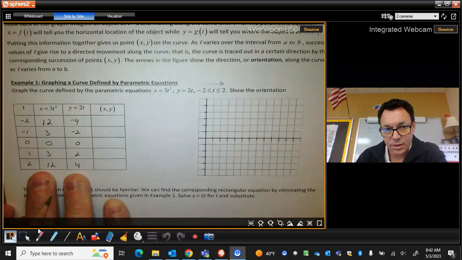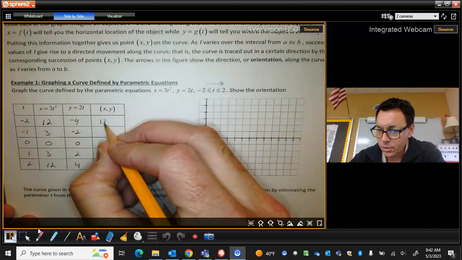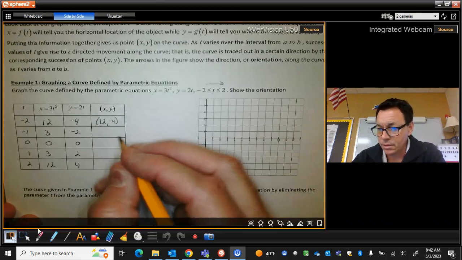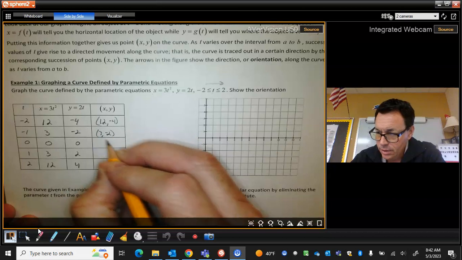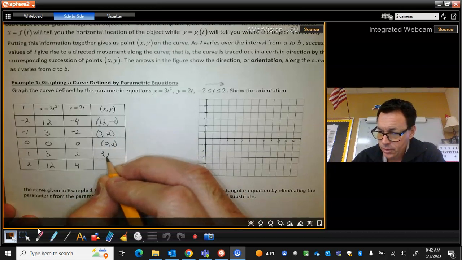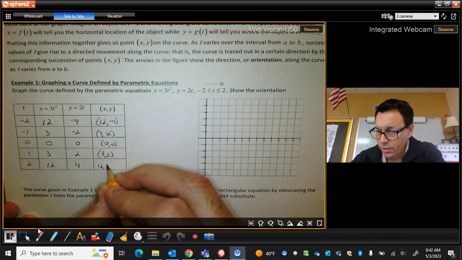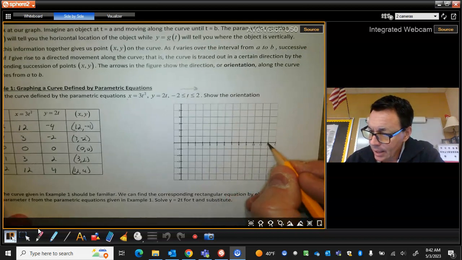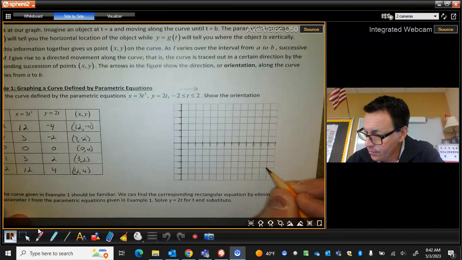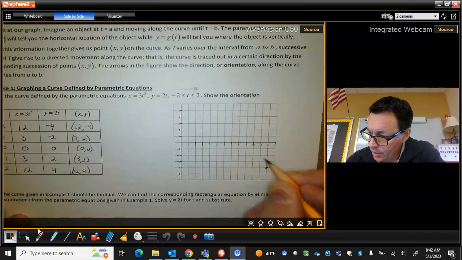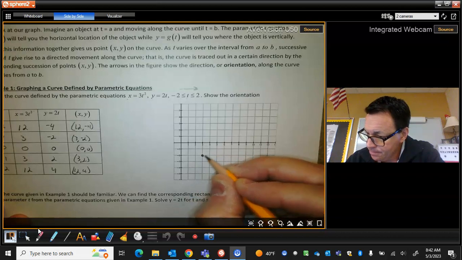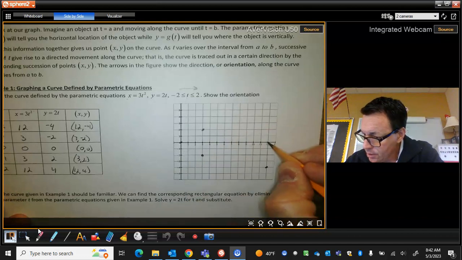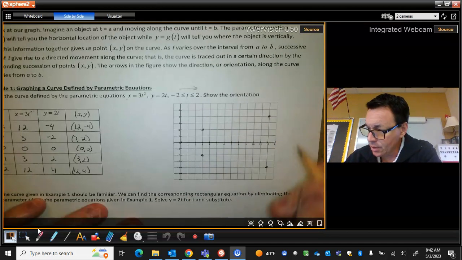And then together, these are ordered pairs. So 12, -4 is our first value. That's our starting point. 3, -2, 0, 0, 3, 2, and then 12, 4. And that's our last point. That's our ending point. So we're going to start at 12, -4, then we're going to go 3, -2, 0, 0, 3, +2, and then 12, 4. All right, so our graph starts here.